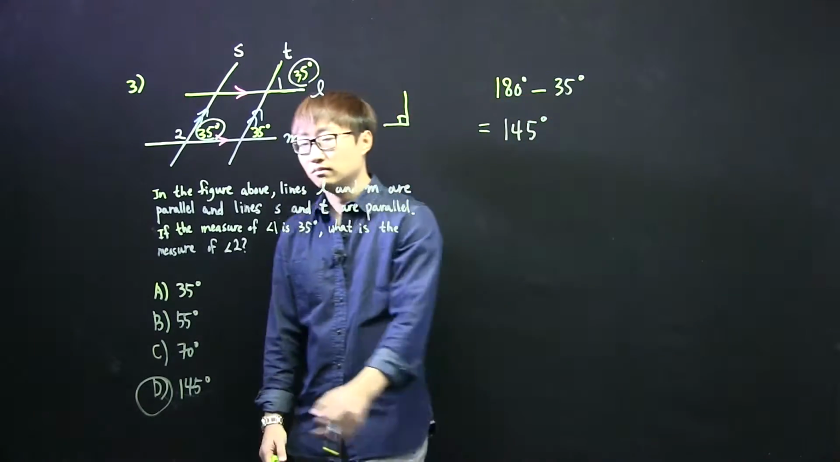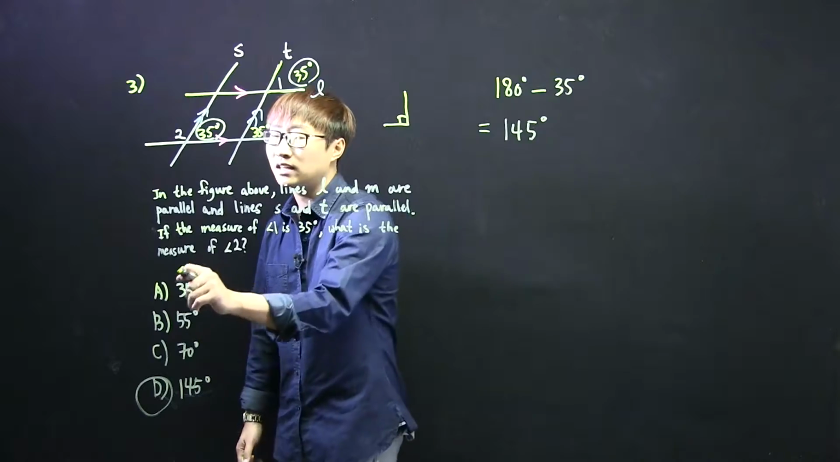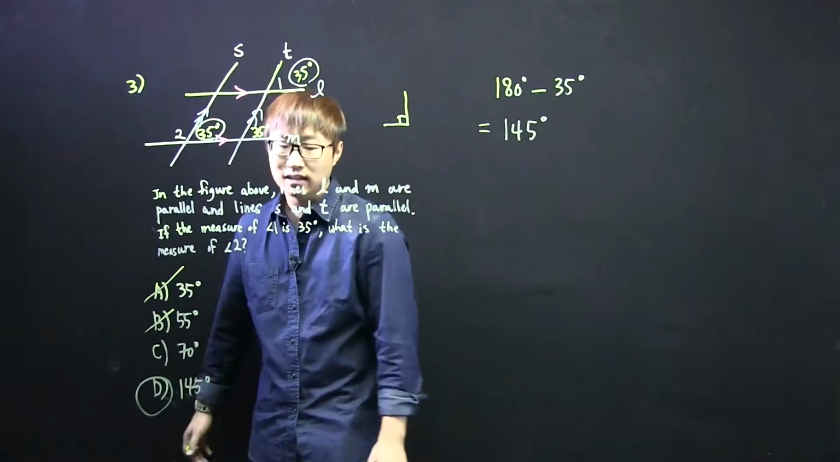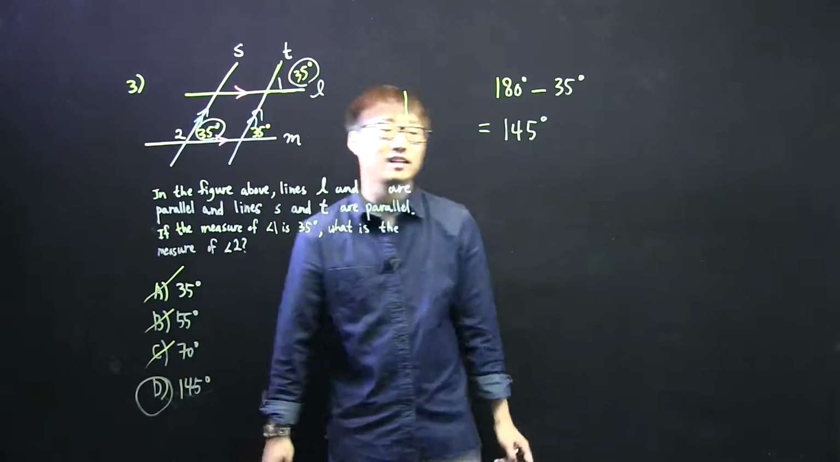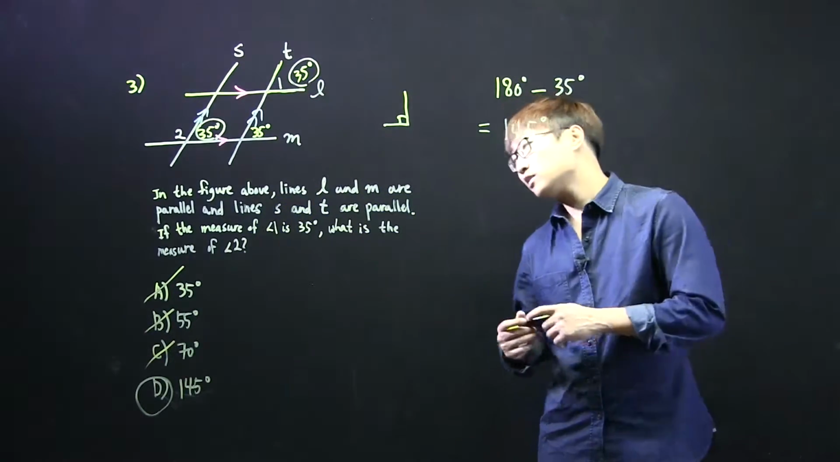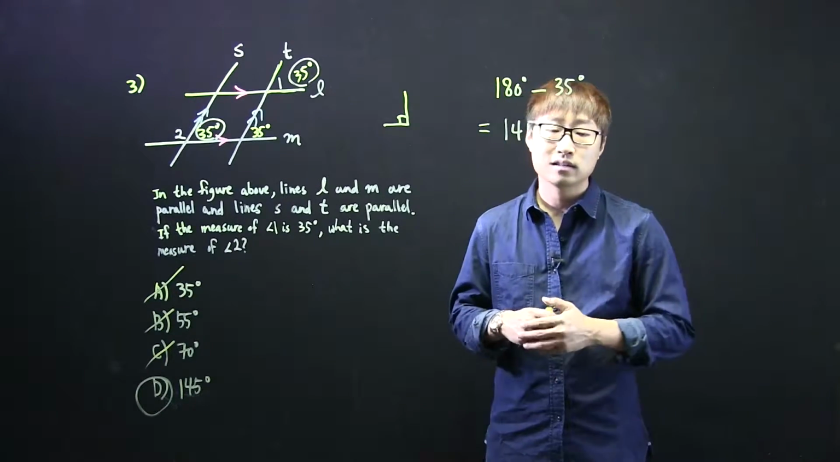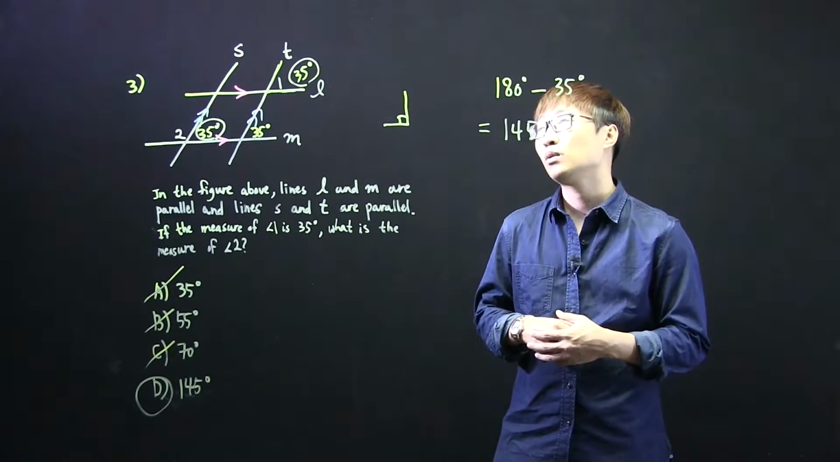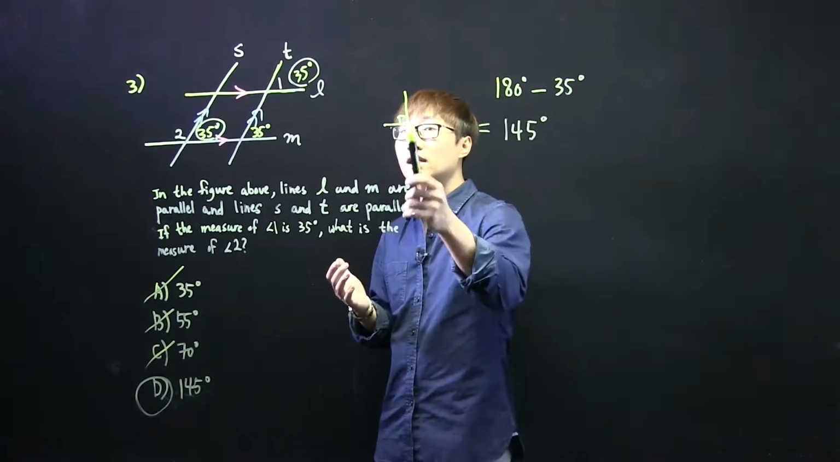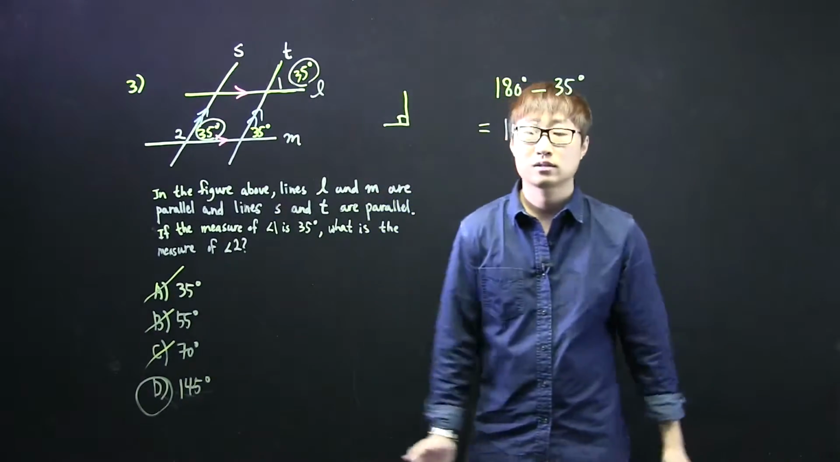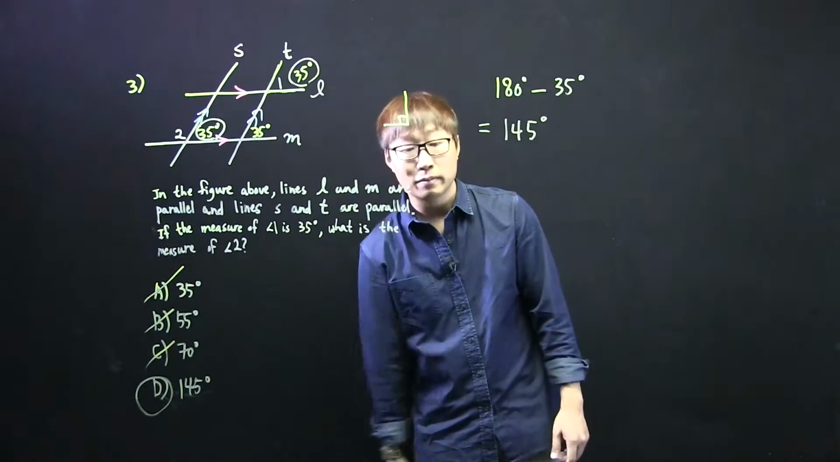Look at the answer choices. A, 35. That's not more than 90. B, 55. That's not more than 90. C, look at 70. That's not more than 90. The only choice that is actually more than 90 degrees is choice D, 145 degrees. So if you had absolutely no idea, you could have just used simple common sense and be like, okay, if that's 90, well, that looks bigger than 90. D is the only choice that actually makes sense. So if I have to guess, that's probably going to be my best shot.